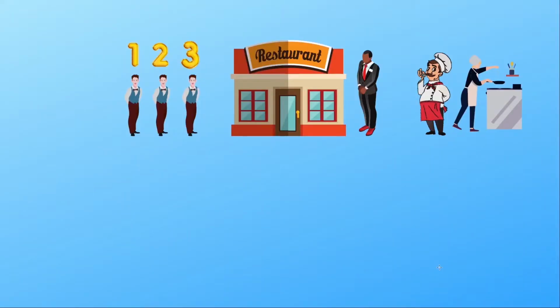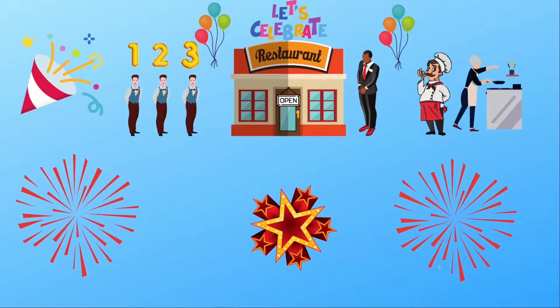Once there was a man who wanted to start a restaurant business. So he bought a land, he built the restaurant, and he hired three waiters and a cook. Inauguration day came, celebration began, and the man was very happy. And he was ready to welcome the guests.